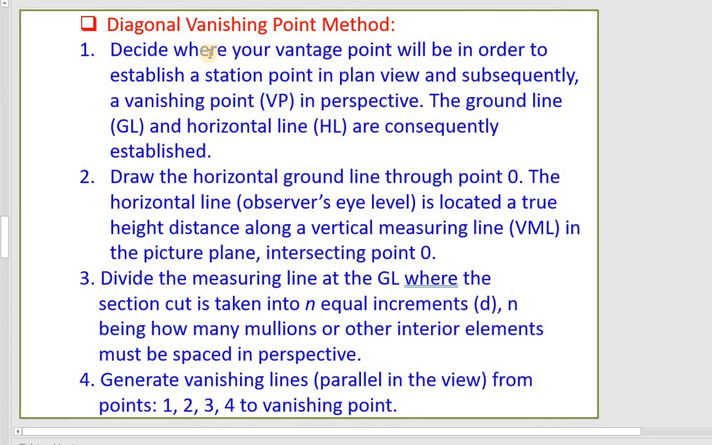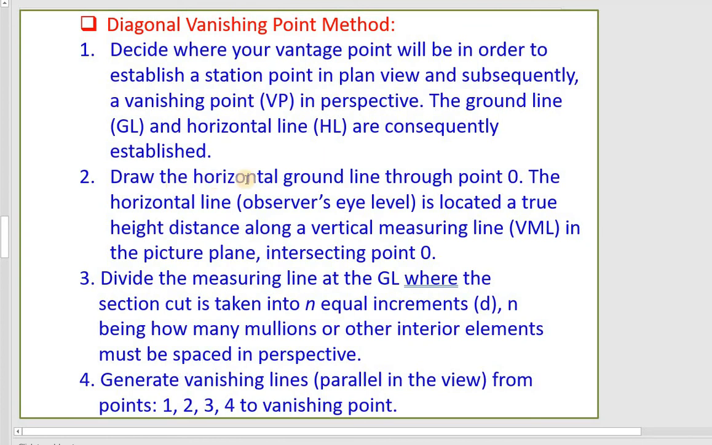You need to decide where your vantage point will be in order to establish the station point in the plan view, and subsequently the vanishing point in perspective. The ground line and horizon line are consequently established. You need to draw that.